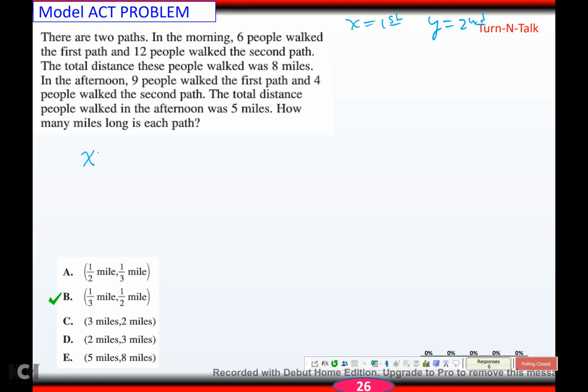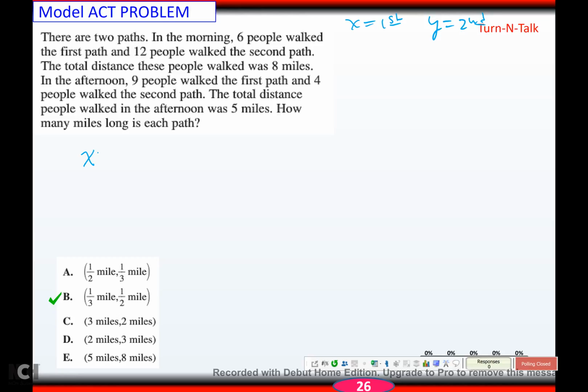Okay, but let me read the whole thing. 6 people walked the first path and 12 people walked the second path. The total distance these people walked was 8 miles. In the afternoon, 9 people walked the first path and 4 people walked the second path. The total distance people walked in that afternoon was 5 miles. How many miles long is each path?